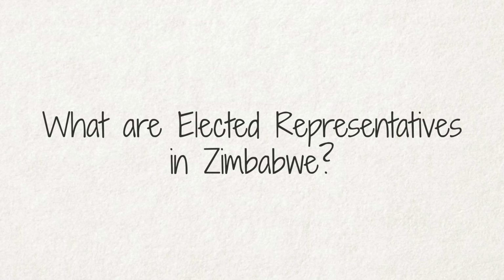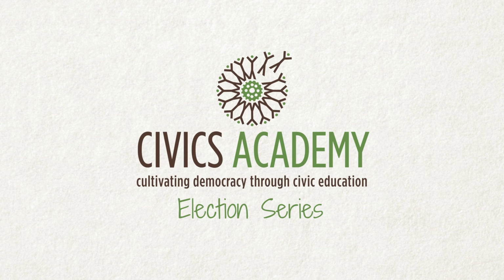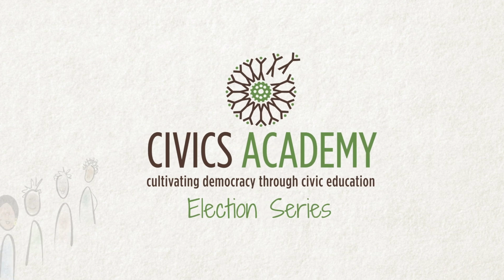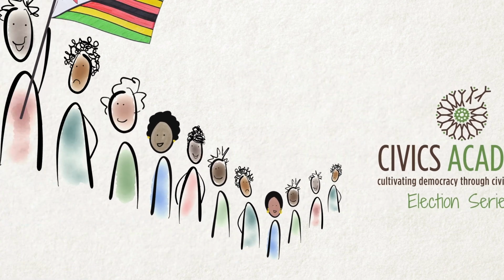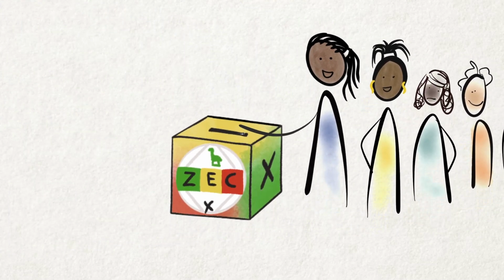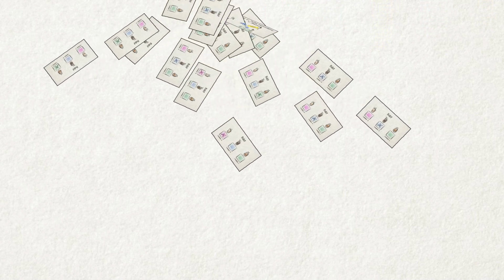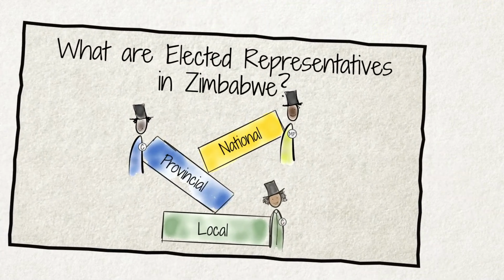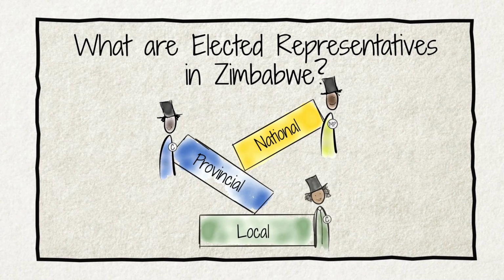What are elected representatives in Zimbabwe? Welcome to the Civics Academy election series for Zimbabwe. In these videos, we explore different aspects of elections and why they are a central feature of democracy. In this video, we look at the role and functions of elected representatives on national, provincial, and local level of government in Zimbabwe.